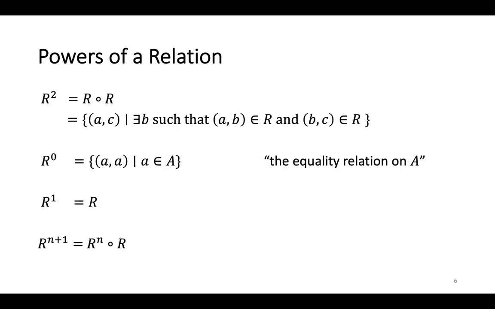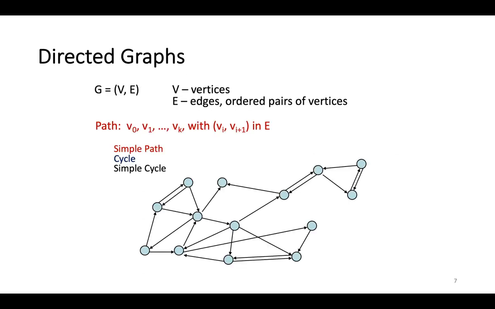And R one, that is definitely same to R. So R to the multiples, it is about the combination of several R again. And we can describe this relation using directed graph. There is a path and several kinds of paths. Simple path is about the single way, and cycle has a repetition inside of this path.